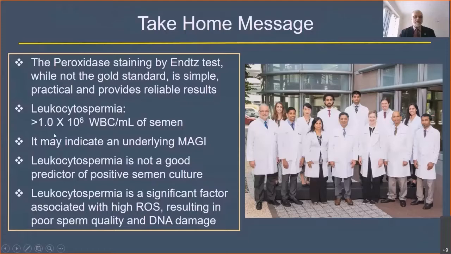It may indicate an underlying genital tract infection in terms of MAGI, and leukocytospermia is not a good predictor of a positive semen culture. That's why both tests, the detection of leukocytes with the Endtz test and the semen culture, should be done in parallel. And leukocytospermia is a significant factor associated with high reactive oxygen species, resulting in poor sperm quality and DNA damage.